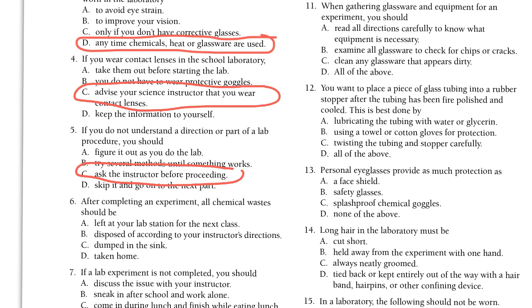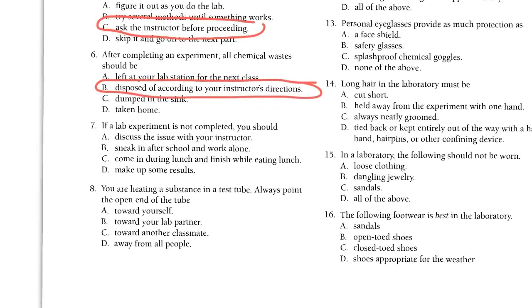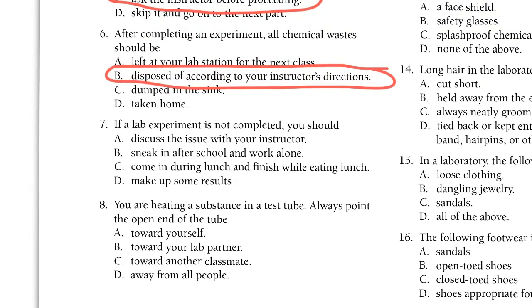6, after completing an experiment, all chemical waste should be A, left at your lab station for the next class, B, disposed of according to your instructor's directions, C, dumped in the sink, or D, taken home. Take it home. B. Wait, no, you should dump it in the sink. No, B. Oh my God.